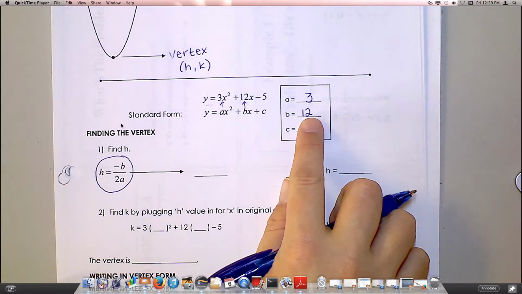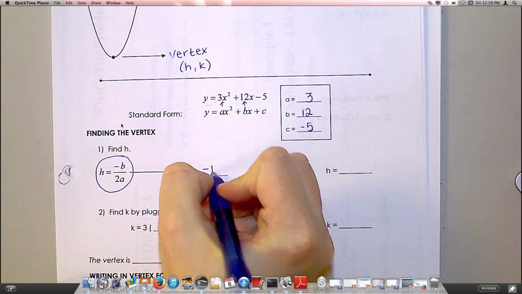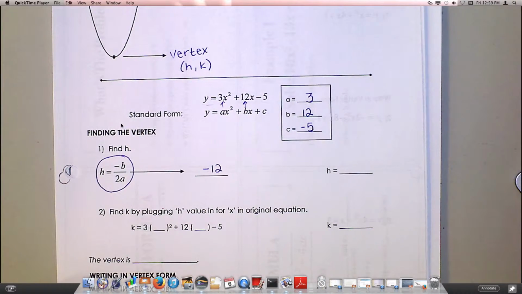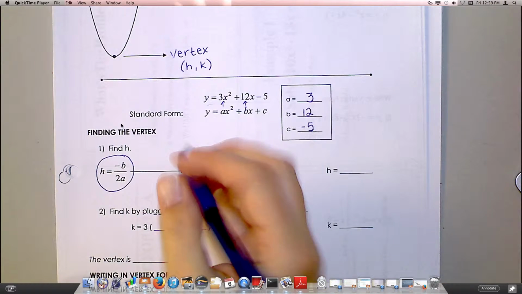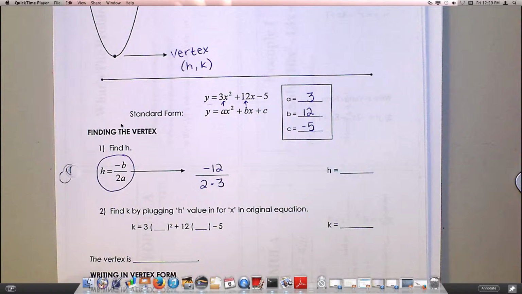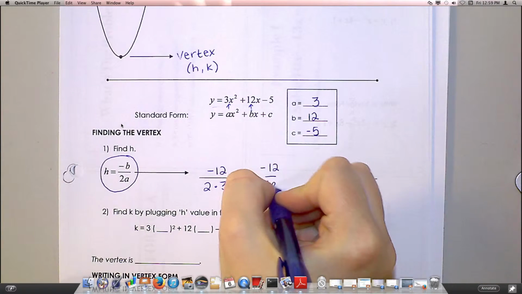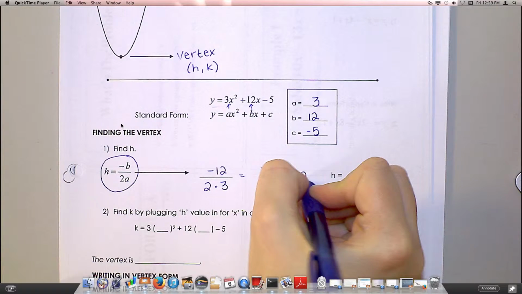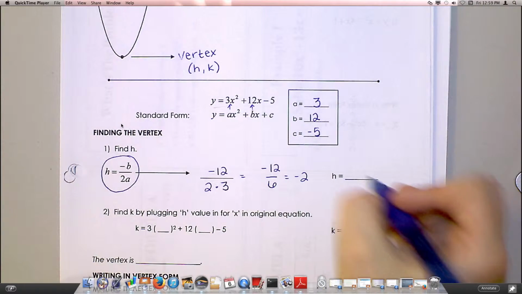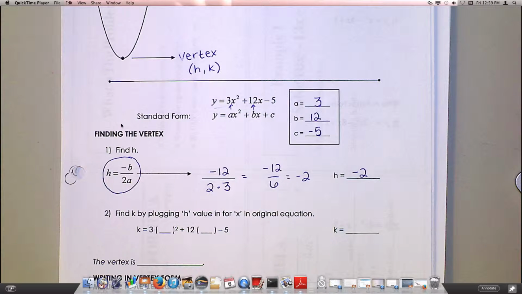So my B value is 12, and this says I want negative B, so that would be negative 12, over 2 times my A value, which is 3. That's the same thing as negative 12 over 6, which is equal to negative 2. So that means my H value is negative 2. That's how you find H, you use that little formula.